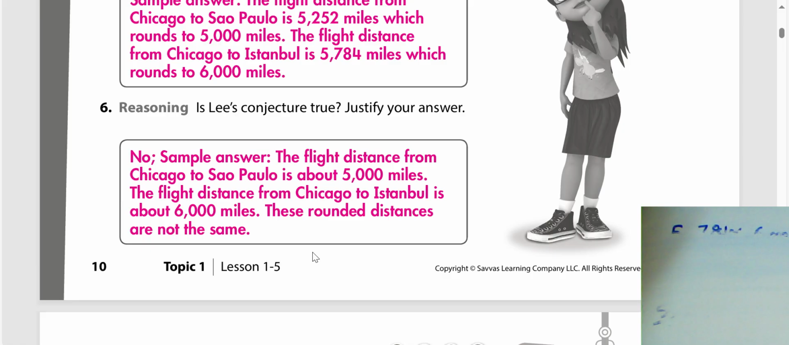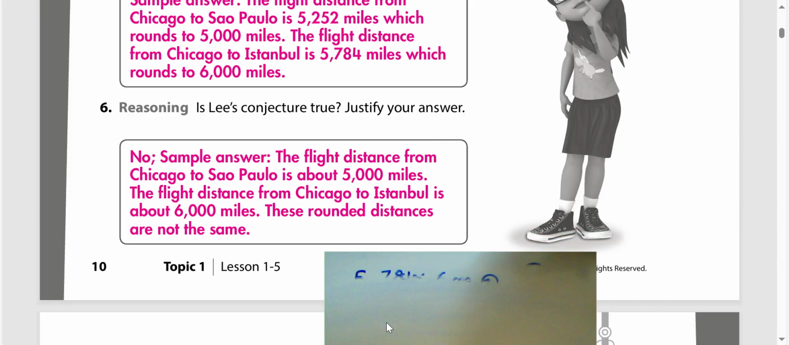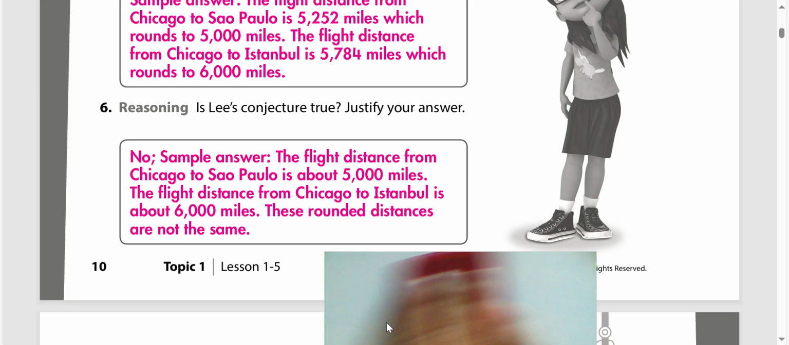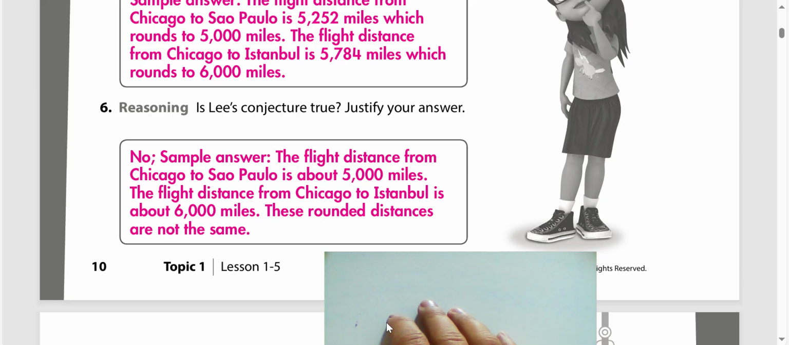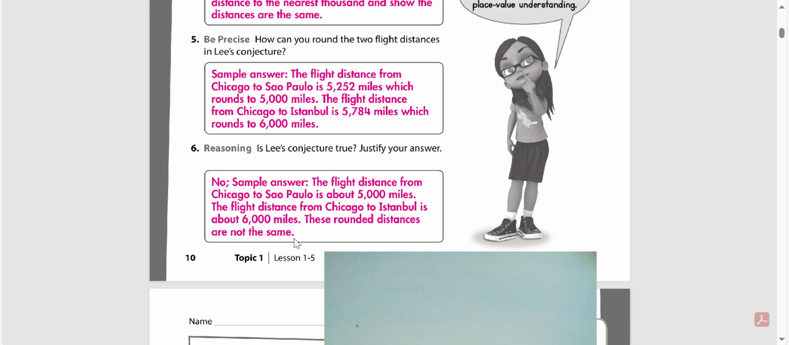He asked whether this conjecture is true, and the answer is no, because using rounding or front end strategies, the two numbers are not exactly the same. We have 5,000 and 5,000. The flight distance for Chicago is about 5,000 miles, and the flight distance from Chicago to Ireland is about 6,000. These rounded distances are not the same.